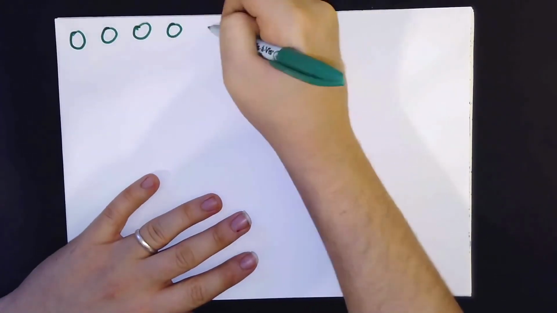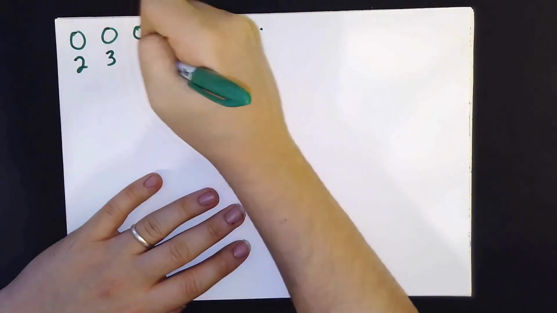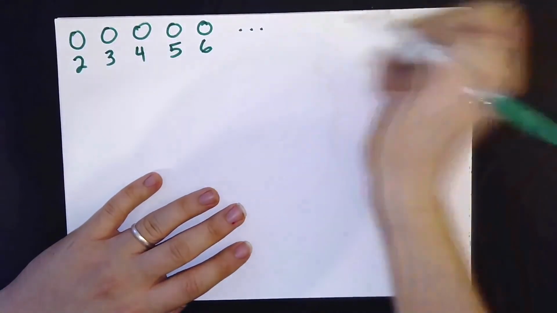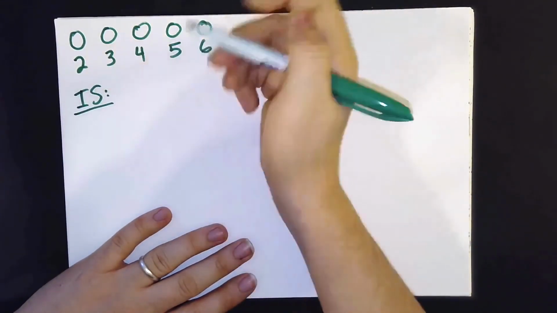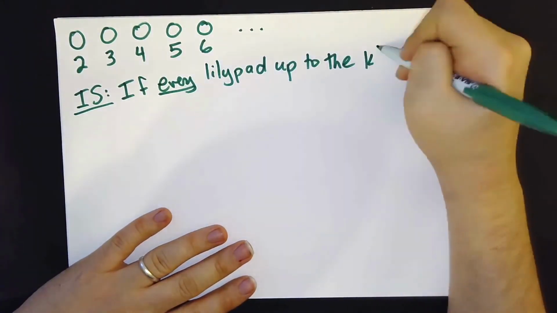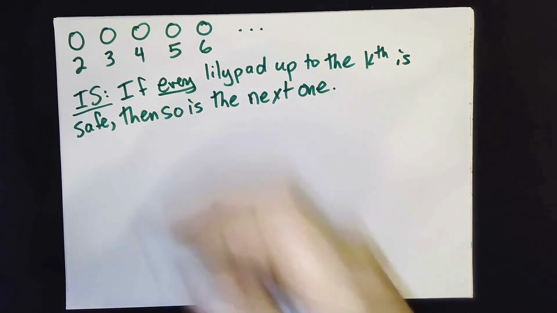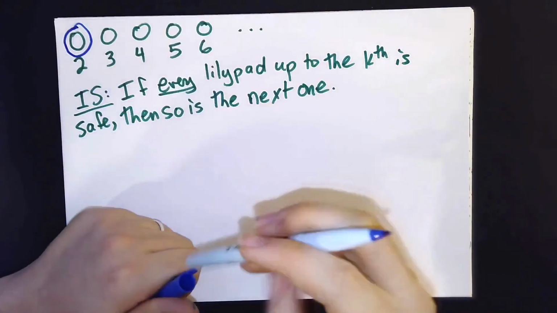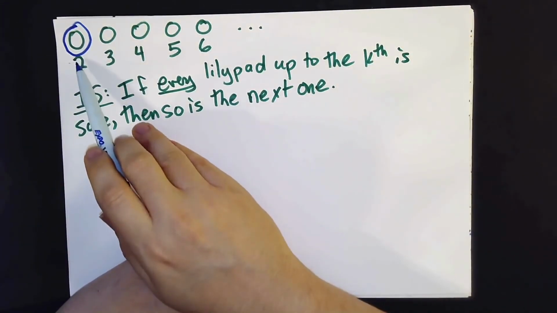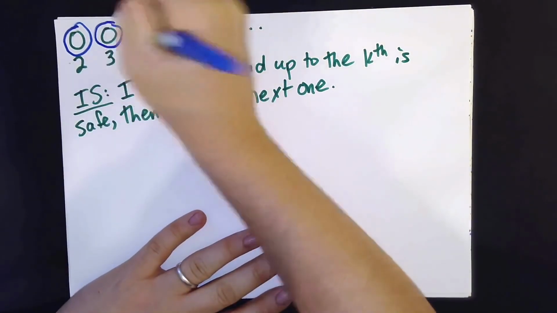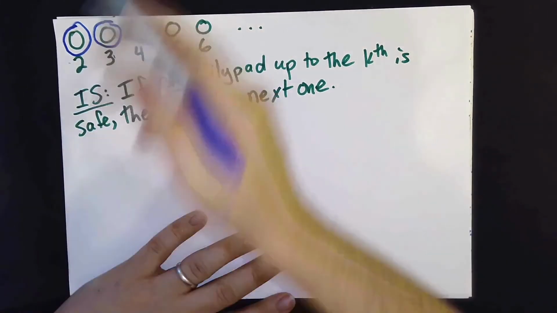Well, we write out our lily pads, and we're starting at 2, because that was just where this particular statement had started, and so on. And what our inductive step here really said is, if every lily pad up to the kth is safe, then so is the next one. So here, we started with our base case of just 2, and then we noticed, well, hey, every lily pad up to the second one is safe, so the third one is too. Hey, every lily pad up to the third is safe, so the fourth one is too.